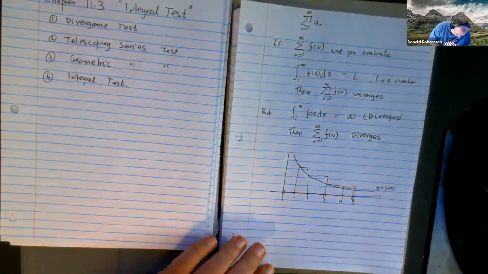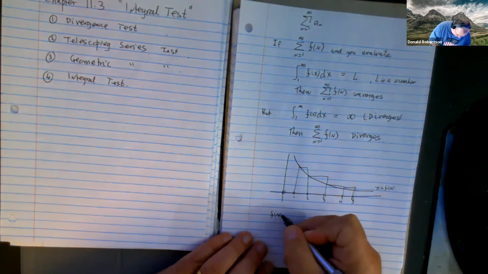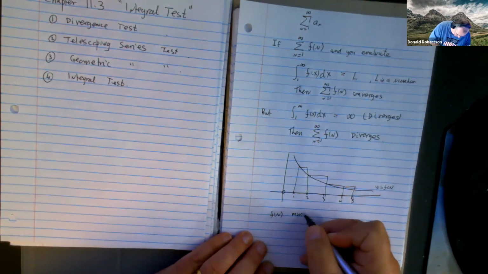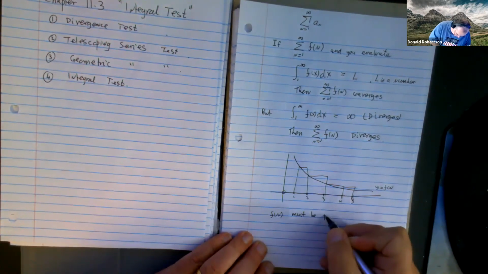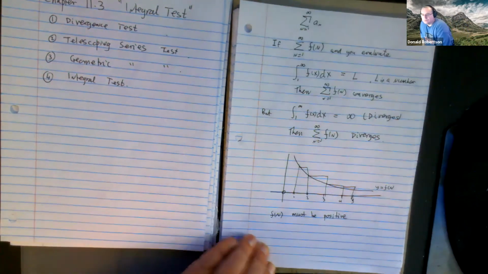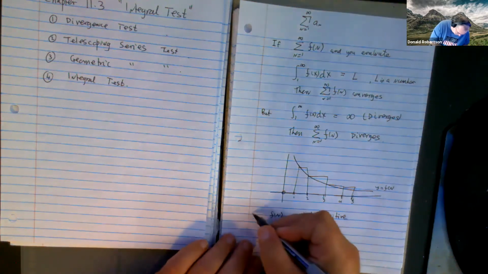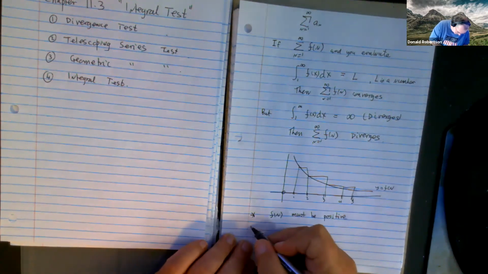The first constraint is that f of n must be positive. Technically, all positive or all negative, but you're not probably going to see an all negative series. So it must be positive. That's not too difficult a constraint. And this one is the killer.